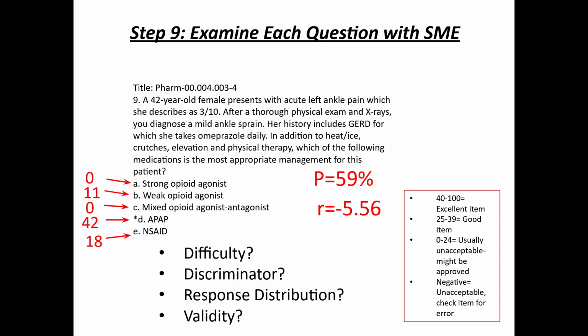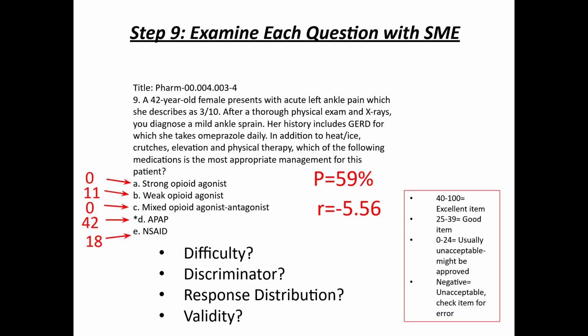Keep in mind with validity, I gave them a chart. We went through cases where we chose, just like this question, which analgesic agent to use based on the severity of the pain and the comorbid conditions. So they shouldn't be choosing a weak opioid agonist. They certainly shouldn't be choosing an NSAID, because even in terms of internal validity, it was taught.